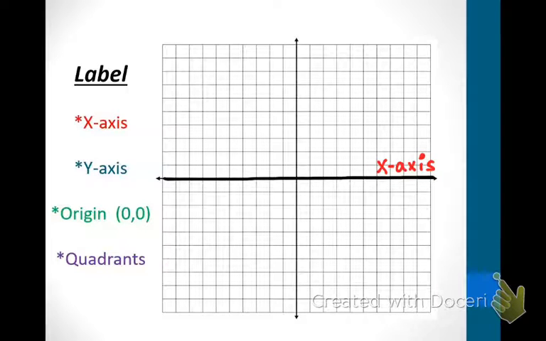All right, the next thing over here, it asks us to label the y-axis. Where do you think the y-axis is, guys? Up and down. So now you're going to go ahead and draw a line straight up and down. And now we're going to go ahead and label the line that this was the y-axis.